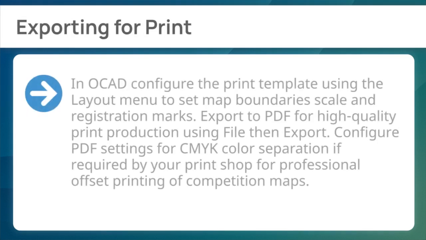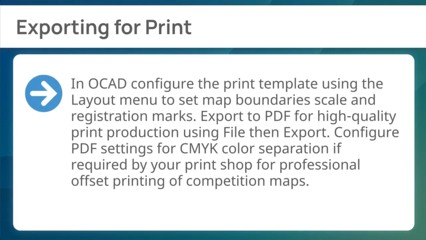Next, exporting for print. In OCAD, configure the print template using the Layout menu to set map boundaries, scale, and registration marks. Export to PDF for high-quality print production using File, then Export. Configure PDF settings for CMYK color separation, if required by your print shop, for professional offset printing of competition maps.